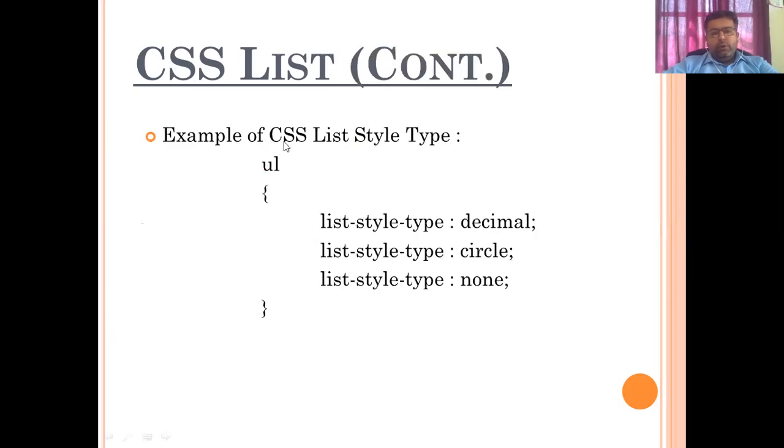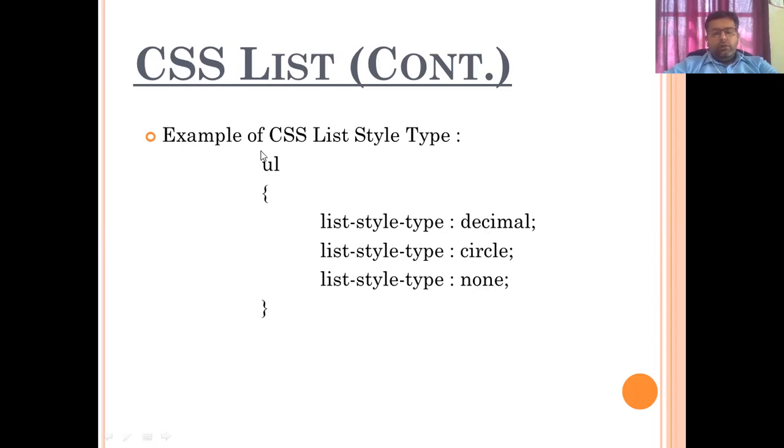Now, an example of CSS list style type. One is UL, and you know that the unordered list is defined with UL. Inside that, you have to use this particular syntax, list-style-type. Either you can provide the decimal type of marker, or the circle marker, or none. By default, whatever bullets or markers there are will be provided. So either you can provide the different values here, or you can provide the default value. But you have to remember this syntax.